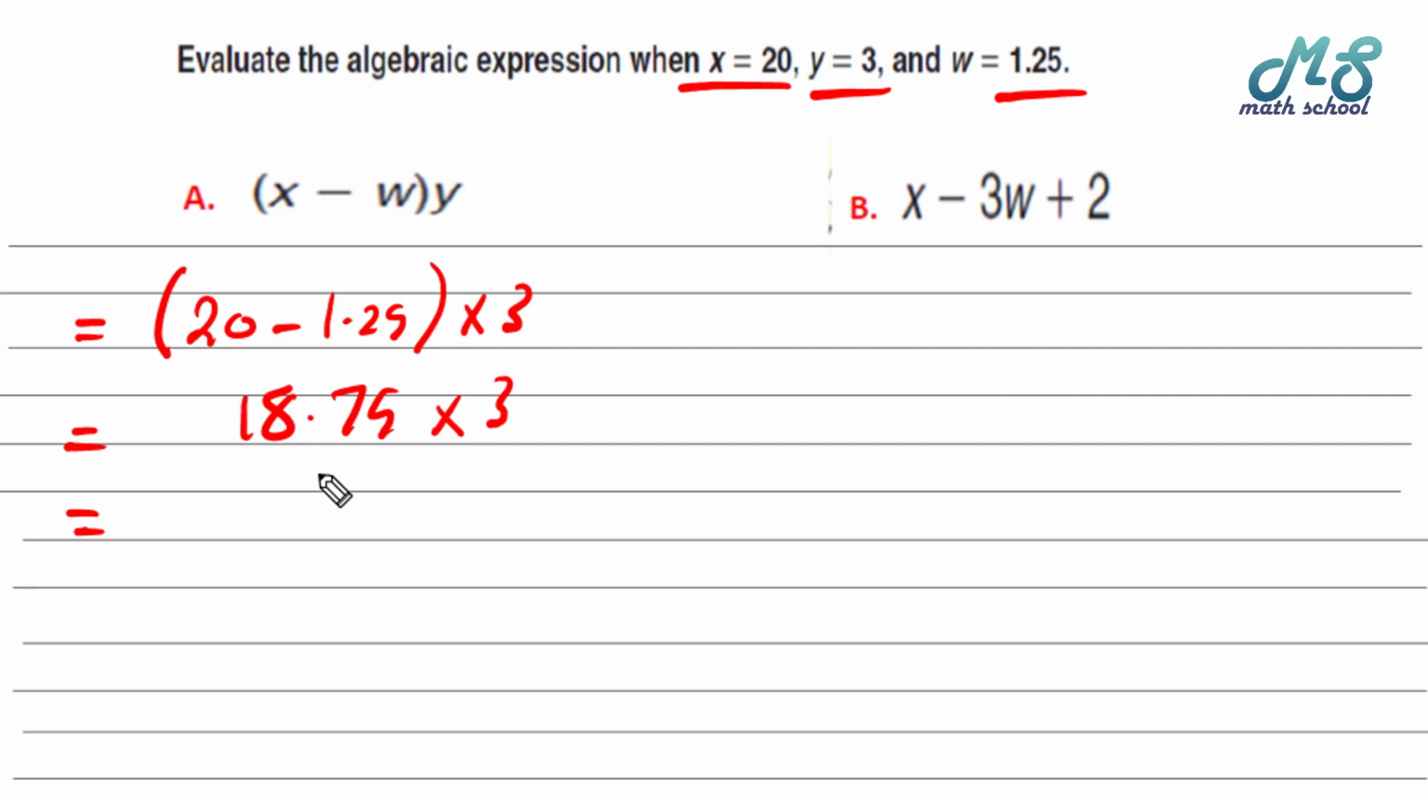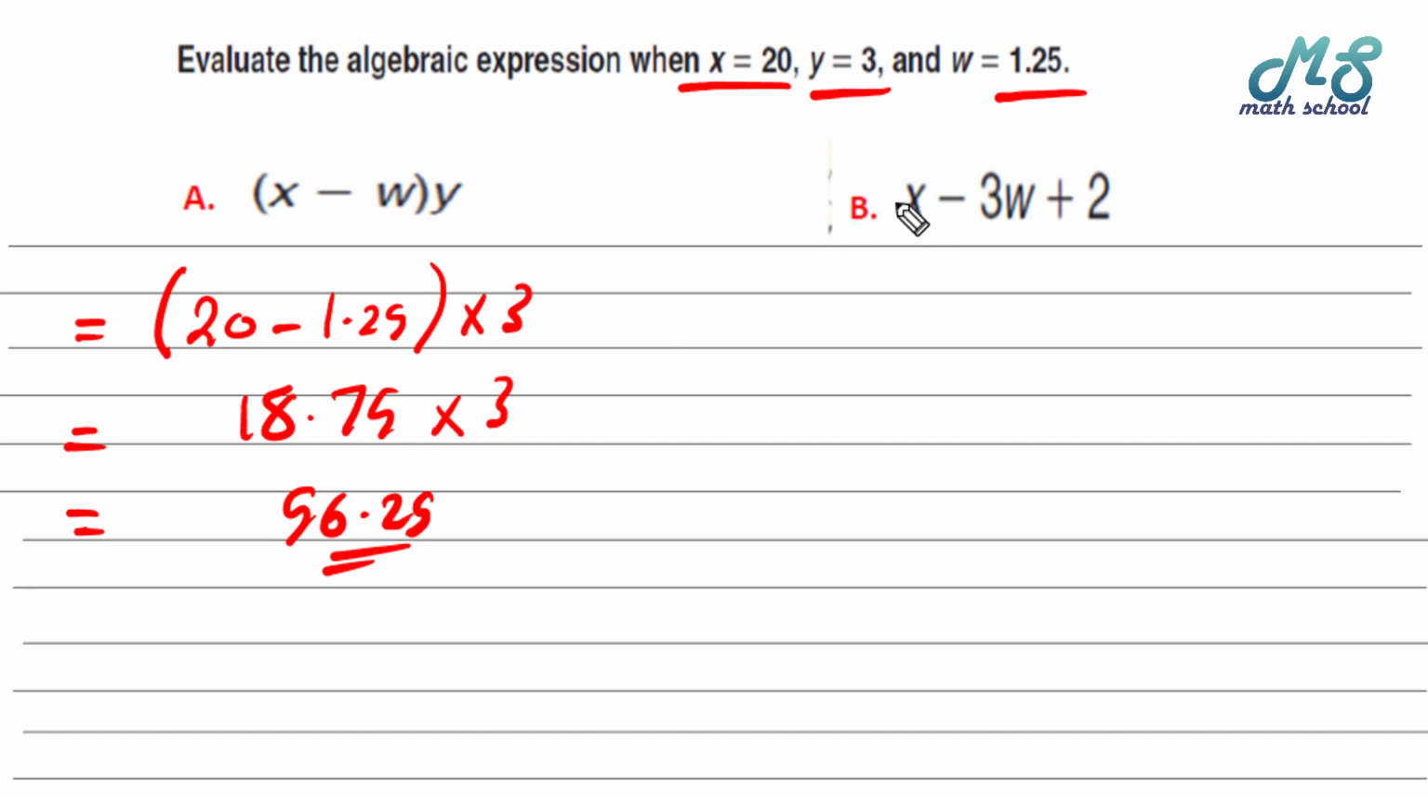Ignore the decimal point and multiply 3 times 5, 3 times 7, 3 times 8, 3 times 1. And don't forget to insert the decimal point after 2 digits from the right. We get 56.25 in the simplest form.